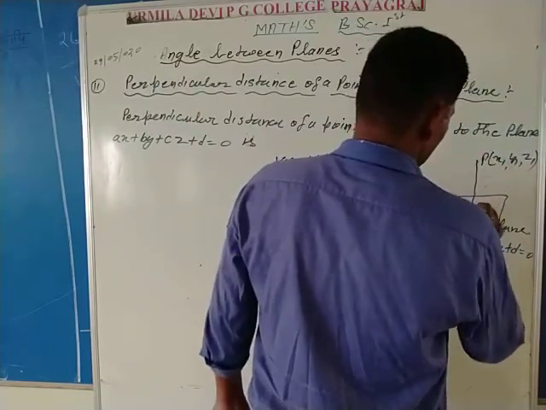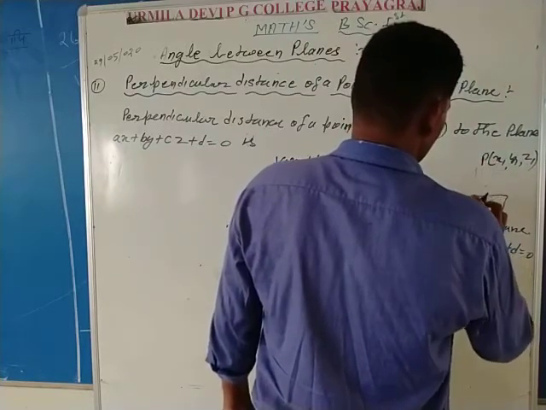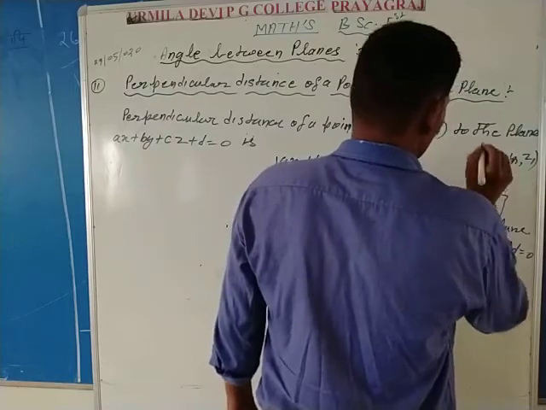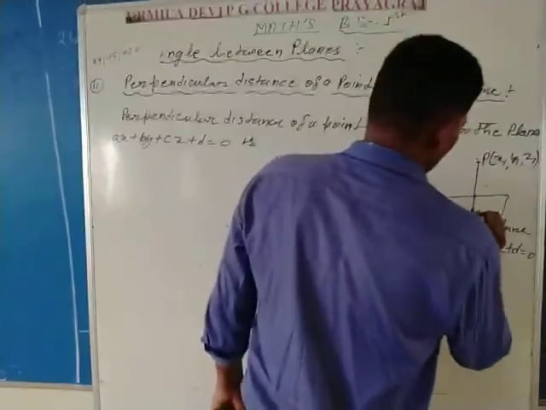Then the perpendicular length means a straight line drawn vertically from the point, suppose that is point Q.